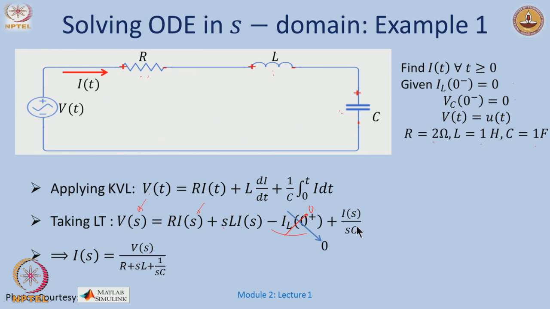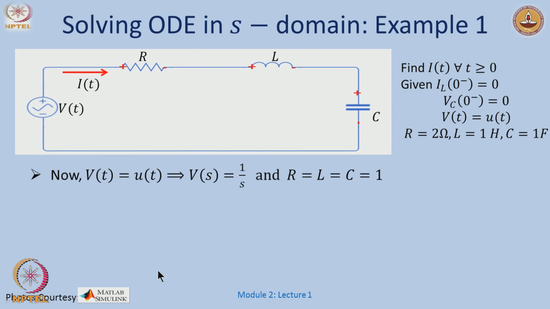So, if I were to solve for the current, I(s) is V(s) over R plus sL plus 1 over sC. Right. This differential equation now transforms to a very nice linear equation over here. Okay. So, let us try to find out how the solutions look for these values.